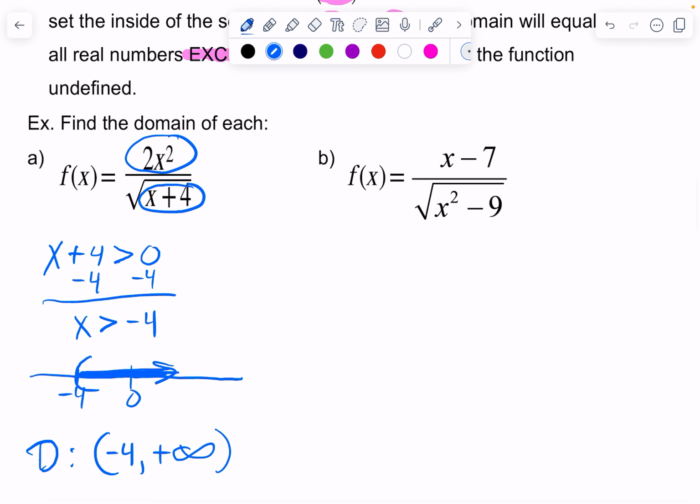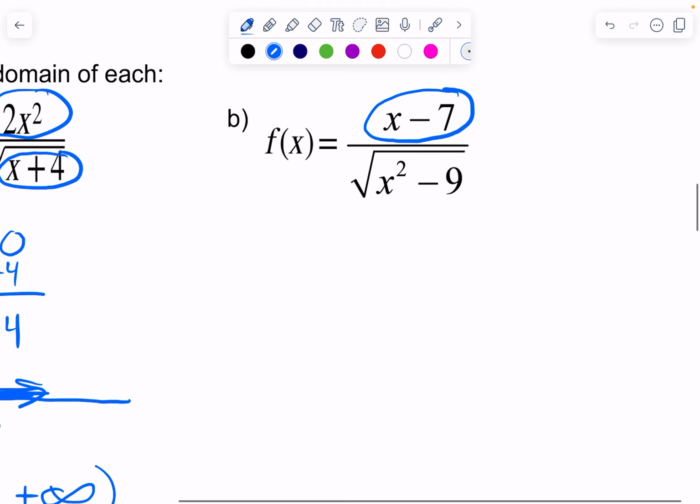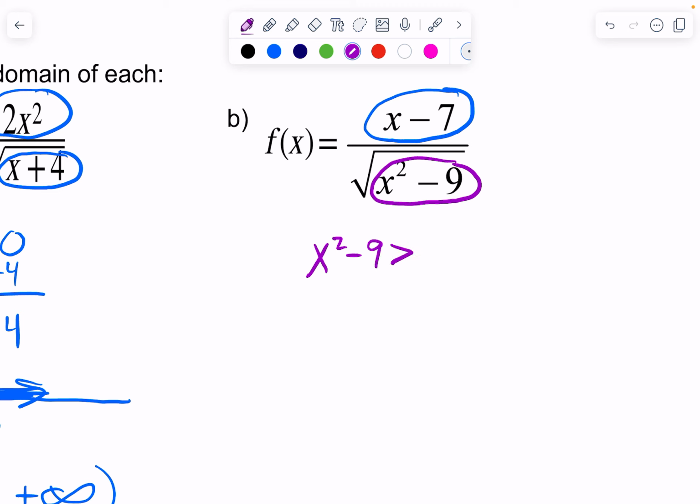All right, for B, we have f of x equals x minus 7 over the square root of x squared minus 9. Once again, please do not worry about the numerator. The numerator can equal 0, but it's the denominator we've got to watch for. So we're going to go ahead and set the radicand, or in other words, the inside part of the square root, to greater than 0. It can't equal it. Got to be greater than 0.